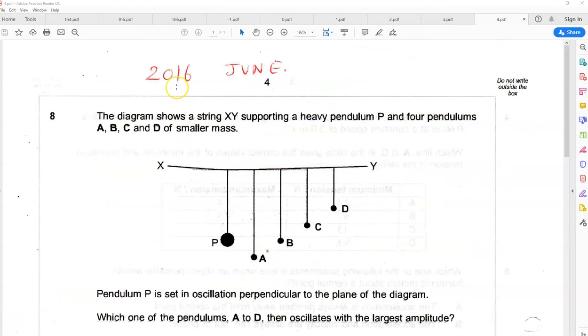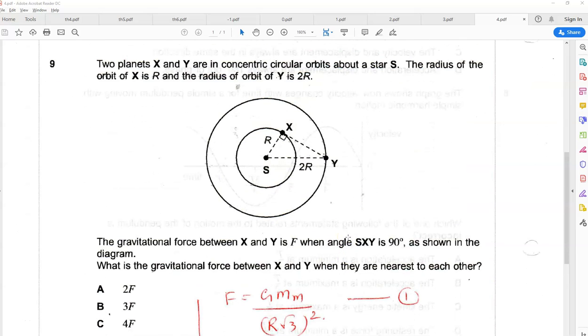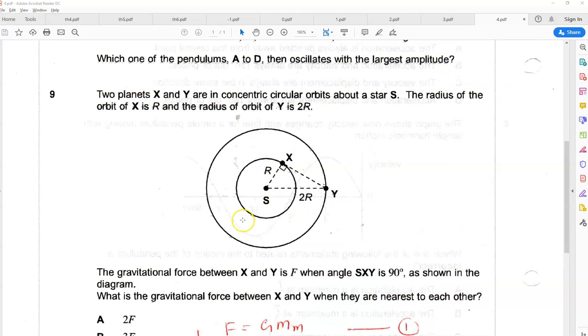So one more interesting problem from the 2016 June paper. This problem is also about comparing two forces. So you'll end up having fractions, or dividing one force by another, or one formula by another. It says two planets X and Y are in concentric circular orbits about a star S. Now S is a star, X and Y are the planets.